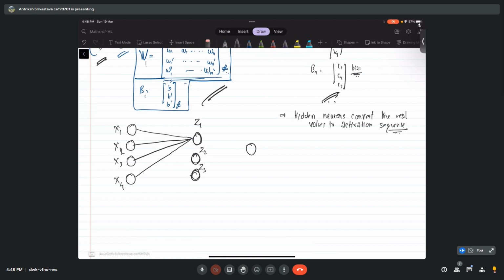Okay, so what does activation sequence mean? So that is where activation function comes in. So you put this value of z1 into a function, let's say g.